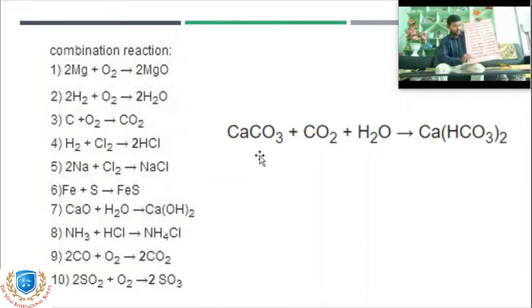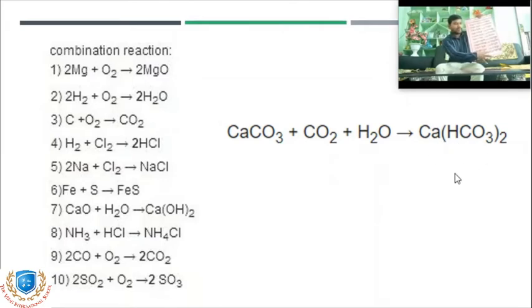In the same way, calcium carbonate combines with carbon dioxide and also water to form calcium bicarbonate. Here in this last example, children, see, three substances are combining together to form one single compound. Calcium carbonate is one compound, carbon dioxide is one compound, and water is one compound.